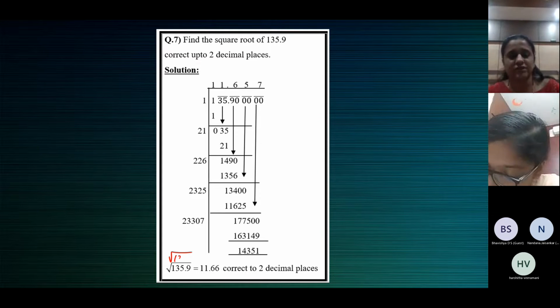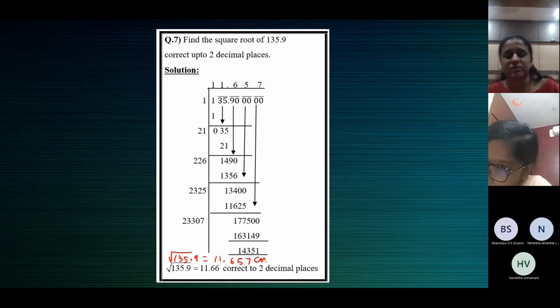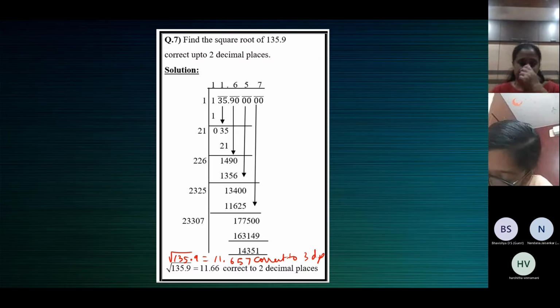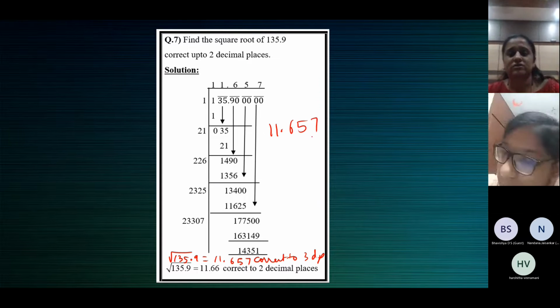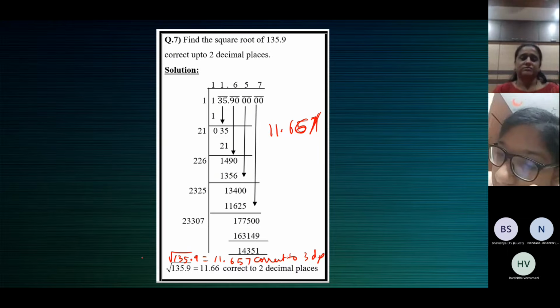So square root of 135.9 is equal to 11.657, correct to 3 decimal places, 3 dp. So 657 is rounded off to 66. 11.657. So 7 is greater than 5. So take it away and increase this by 1. So 66.